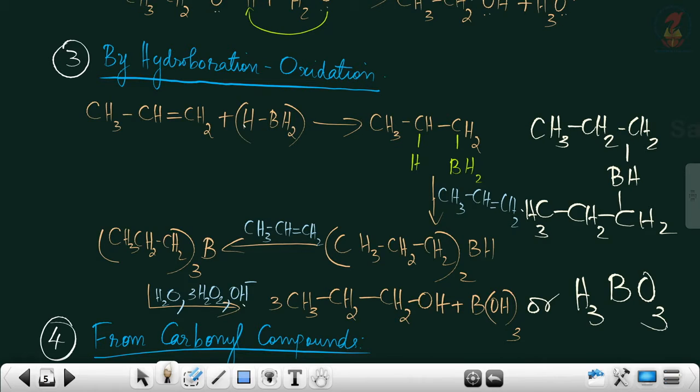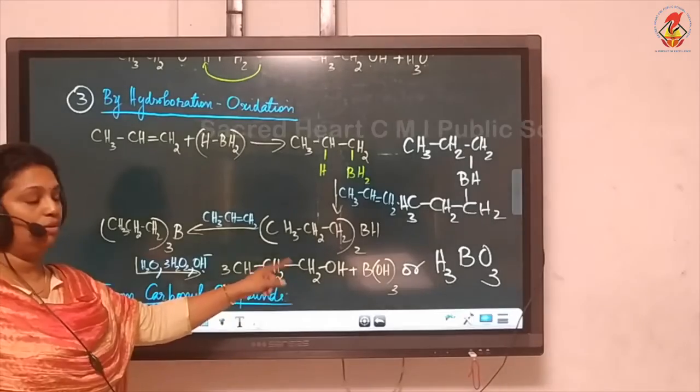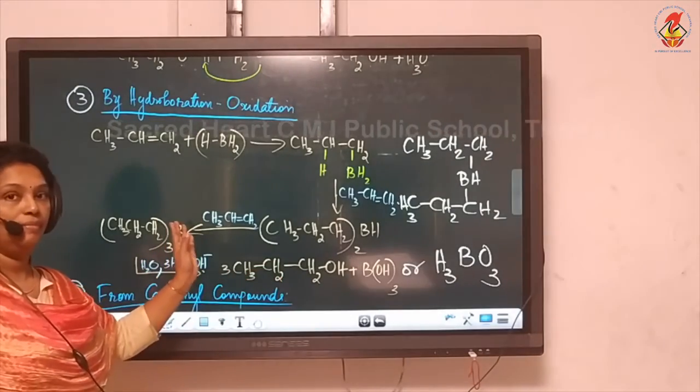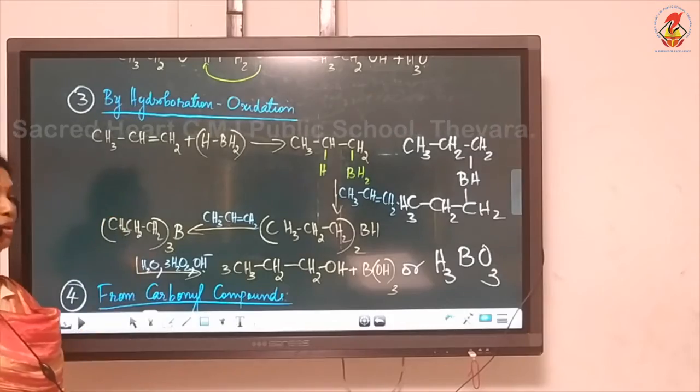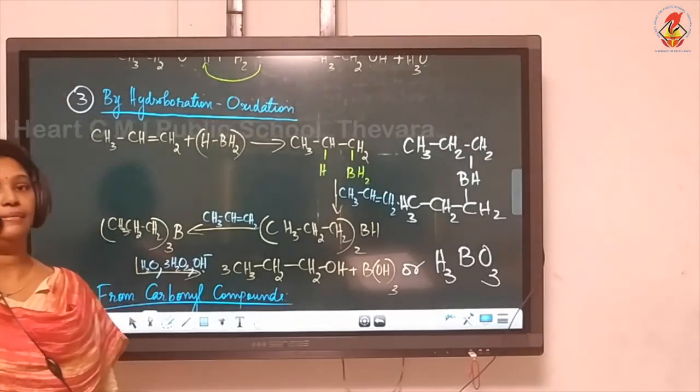If you look at the alkene and the product alcohol formed, it seems as if addition of water has taken place to an unsymmetrical alkene by anti-Markovnikov's rule. So look at the product. Okay, so this is hydroboration oxidation reaction.